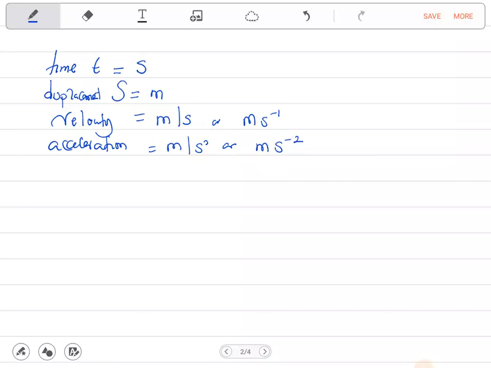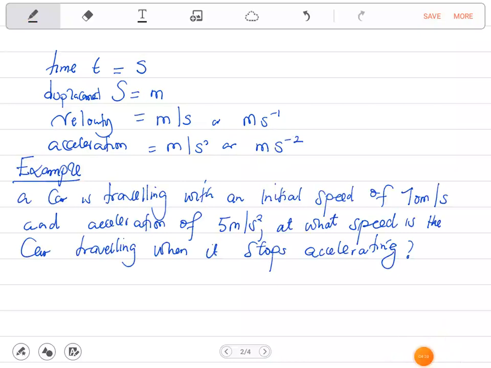Let's look at an example. This example says a car is traveling with an initial speed of 10 meters per second and acceleration of 5 meters per second squared. At what speed is the car traveling when it stops accelerating? All right, so we are going to write all the data that we have so that we can choose which equation of motion we are going to use. So write data. We have initial speed, so we say u is 10 meters per second.